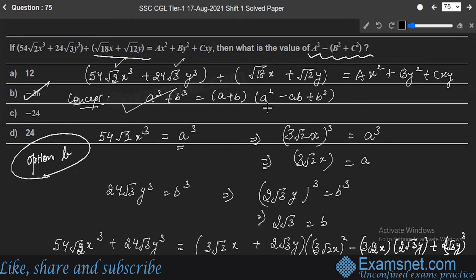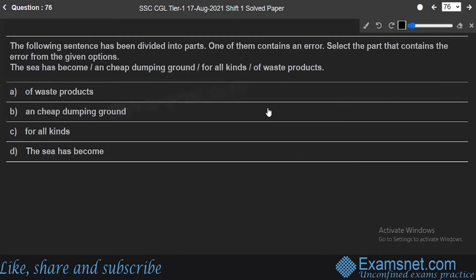Hope you are clear. Then let's move to the next question, number 76. In this question, you are given a sentence which is divided in some parts. One of the parts contains an error. You have to select the part that contains the error from the given options. The sea has become a cheap dumping ground for all kind of waste products.